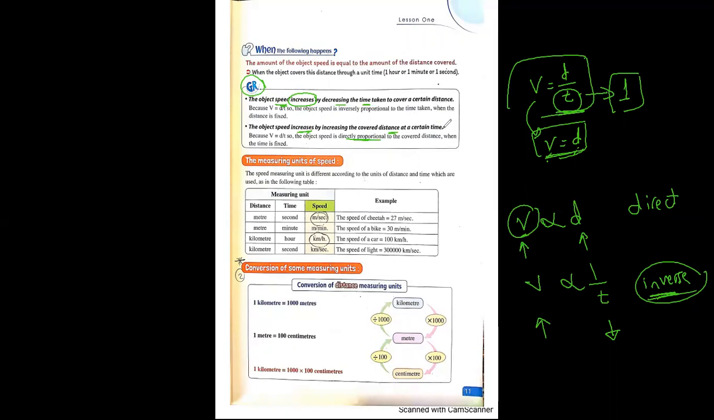نقول السؤال التاني. سارة بقى جاوبي معايا. The object speed increases by increasing the covered distance. ده سؤال مهم وبيجي كتير، لازم يجي واحد فيهم يسألني على direct relation or the inverse relation. يلا يا سارة. Yes, teacher, because when the time is constant or fixed, the object speed is directly proportional to the covered distance. Thank you سارة.